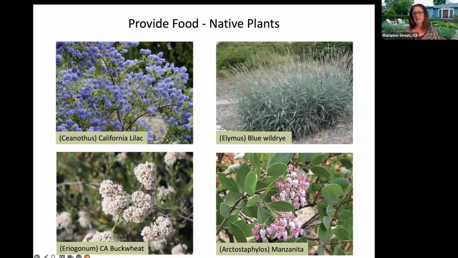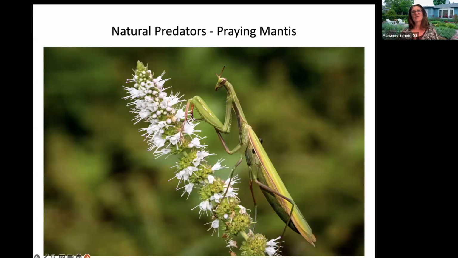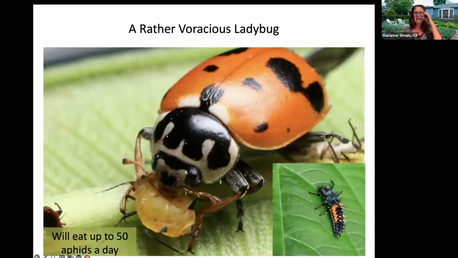And that food can look like lots of different things. Of course, it can be berries, it can be seeds, it can be blossoms, it can be nectar. So again, all four of these actually are all California natives. And then the natural predators. I remember you used to be able to, I'm assuming you still can, order right away for the ladybugs or the praying mantis. And the thing about the ladybugs is they are incredible, and it's both in their beetle as well as their larval stage. They will eat up to 50 aphids a day.